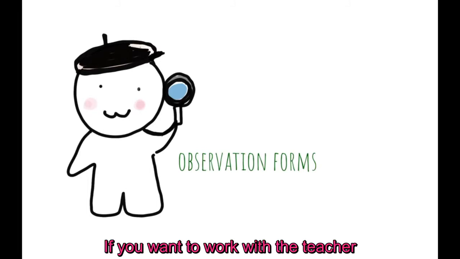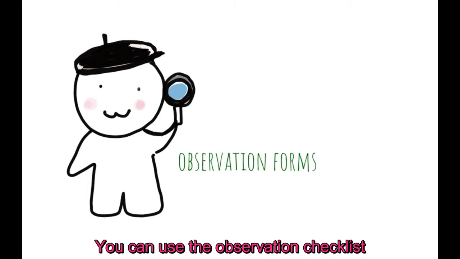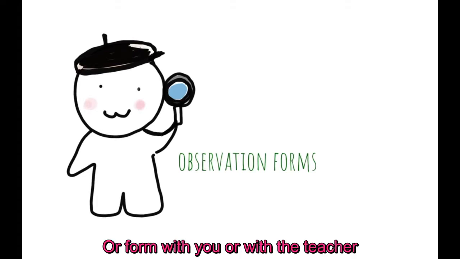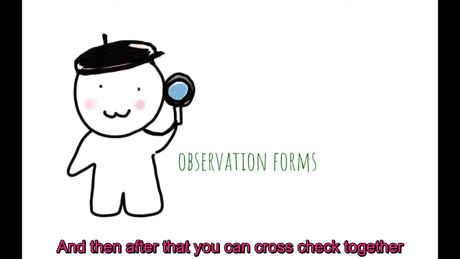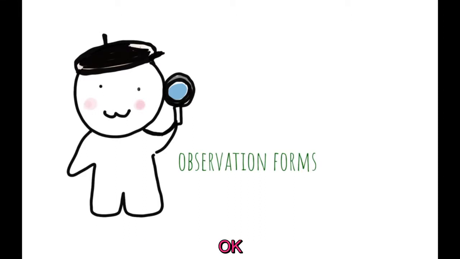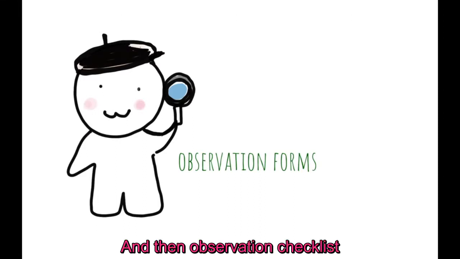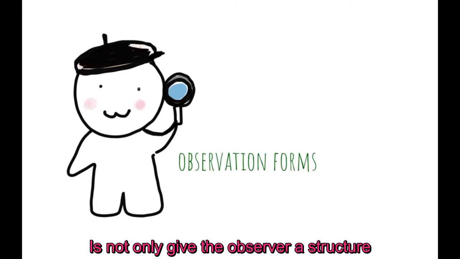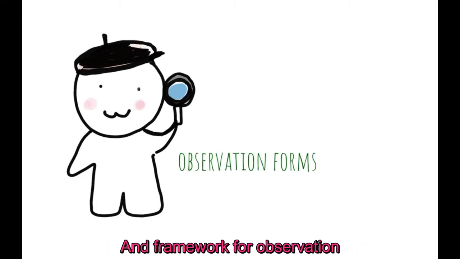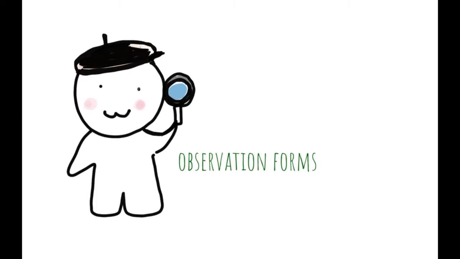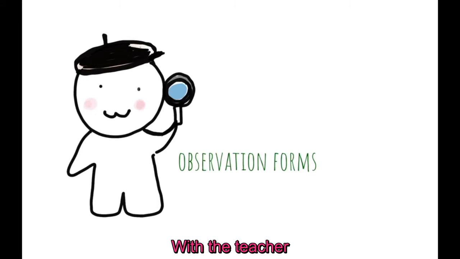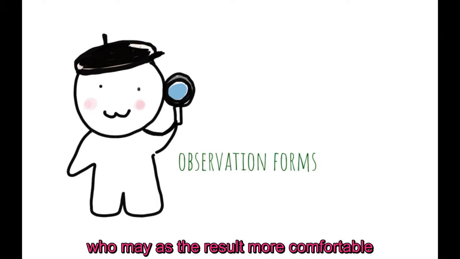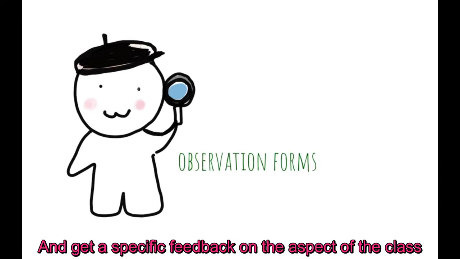If you want to work with the teacher, you can use the observation checklist or form with the teachers, and then after that you can cross-check together. An observation checklist not only gives an observer a structure and framework for an observation, but also serves as a contract of understanding with the teachers, who may as a result be more comfortable and will get specific feedback on aspects of the class.